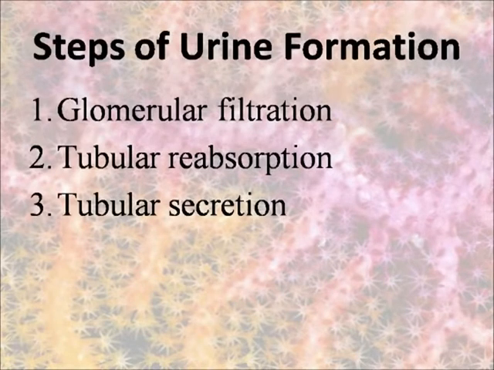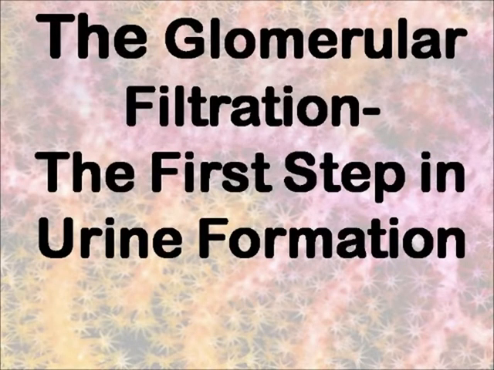Steps of urine formation. First step, glomerular filtration. Second step, tubular reabsorption. Third step, tubular secretion. The glomerular filtration, the first step in urine formation.